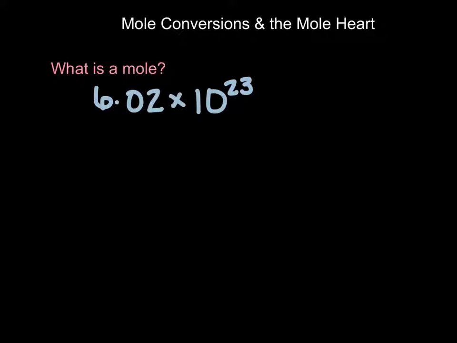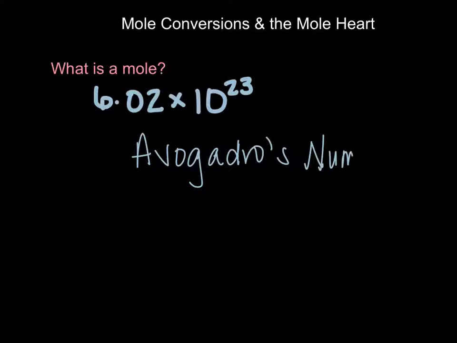And remember, a scientist by the name of Avogadro did a lot of the early work with this principle. And so this number is named after him, and we call it Avogadro's number when we refer to 6.02 times 10 to the 23rd.